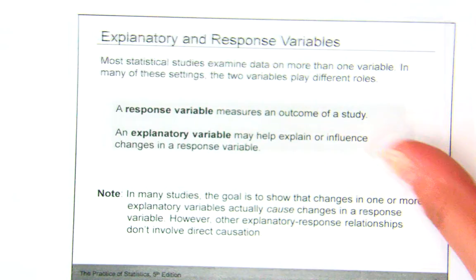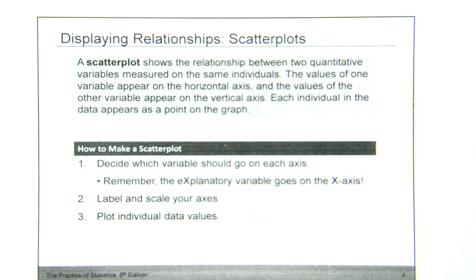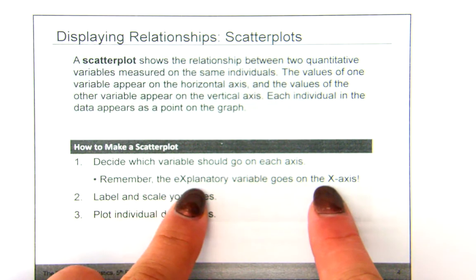All right, so a scatterplot shows the relationship between two quantitative variables measured on the same individuals. So if you're talking about the entire population of the school or the entire population of the classroom, the values of one variable appear on the horizontal axis, the values of the other appear on the vertical axis. Each individual in the data appears as a point on the graph. The explanatory variable goes on the x-axis.